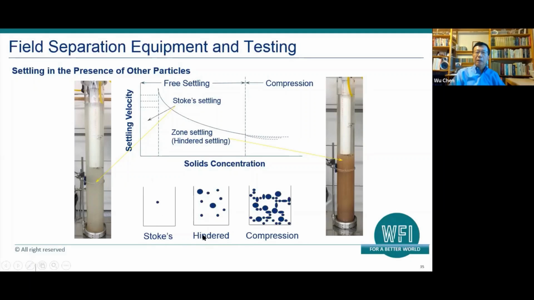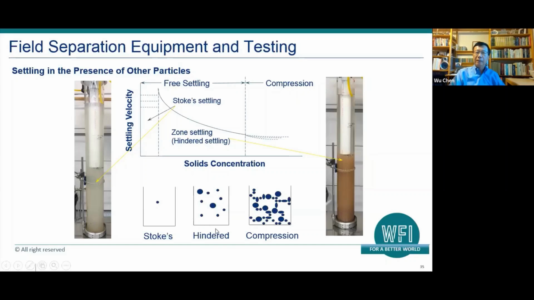settling. Why is it called hindered? That means the solid particles start to affect each other. Larger particles, based on Stokes settling, will settle faster, and small particles will settle slower. But because they are influencing each other, larger particles will drag the smaller particles down, right? So smaller particles will settle faster.